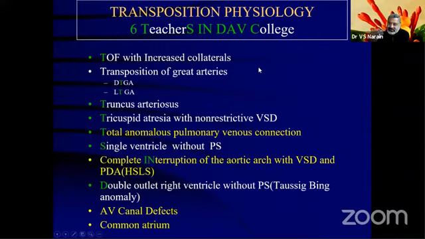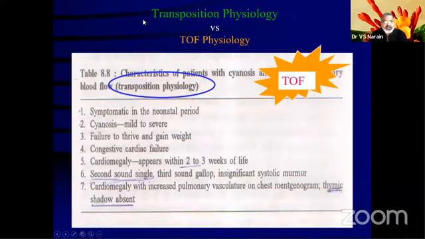So if somebody asks you what are the anatomical variations, you can tell them, or when you try to rule out everything, then at least you remember that this is what I need to rule out as far as the anatomical variation is concerned. Now, the clinical presentation is pretty different between transposition physiology and tetralogy physiology, but let's revise it. Everybody knows it, but let's revise it.